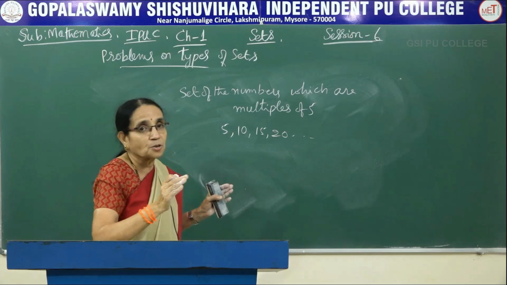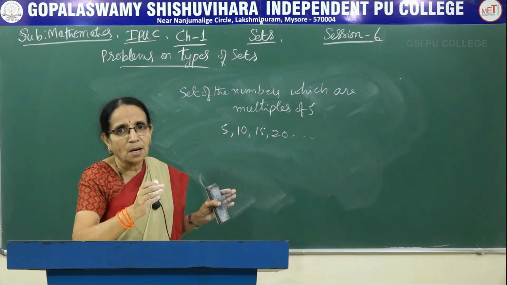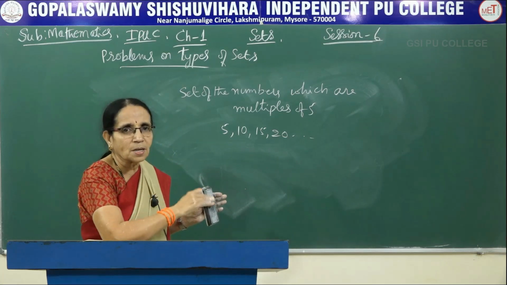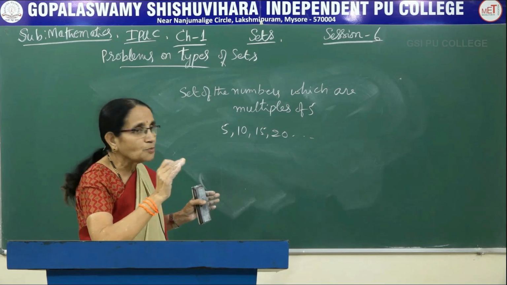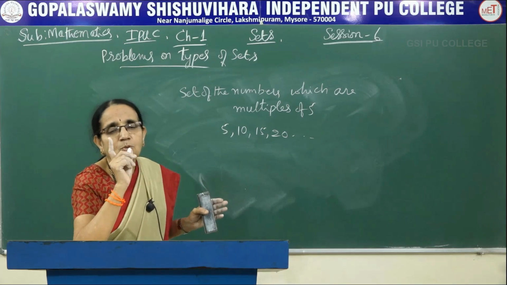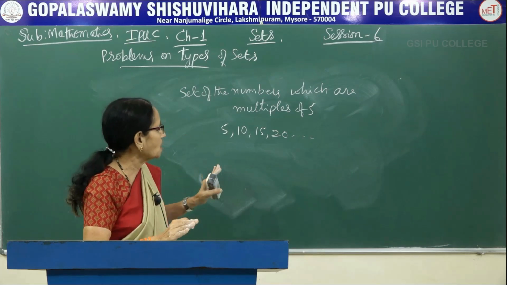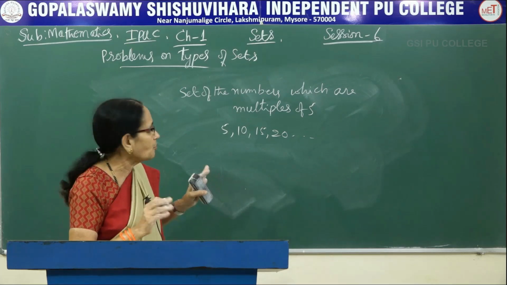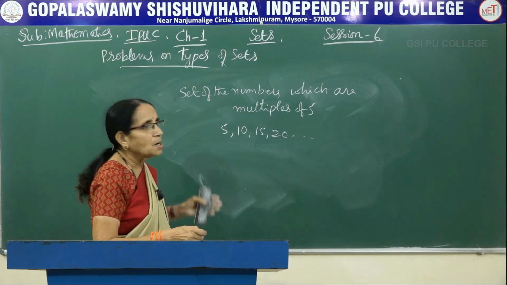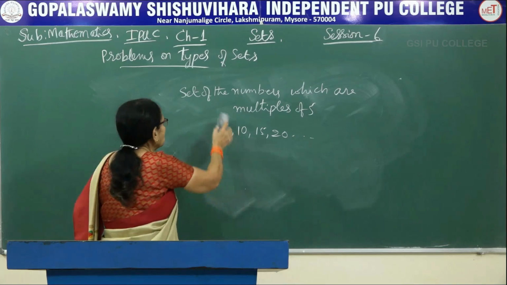If I had given some restriction between 0 and 90, 0 and 100, or between minus 10 and plus 10. So if I had specified a limit for that one, then it would become a finite set. Whereas here, I'm just saying the numbers which are multiples of 5, that means automatically it becomes an infinite set.